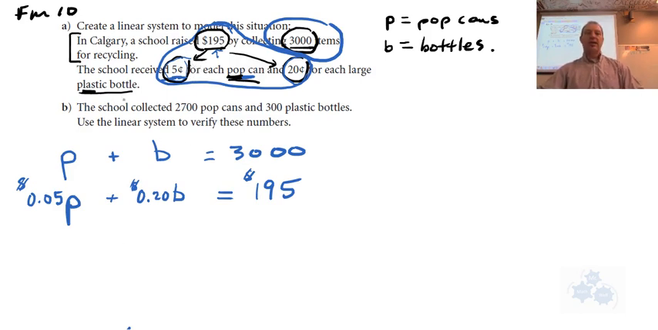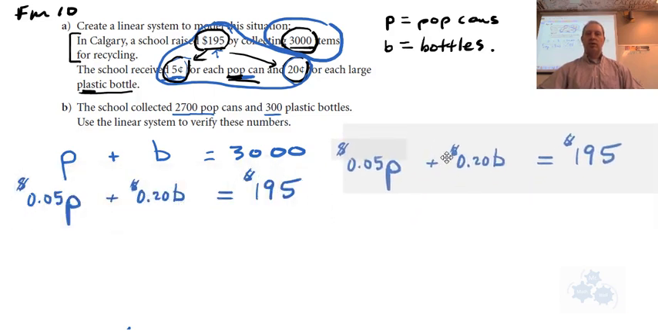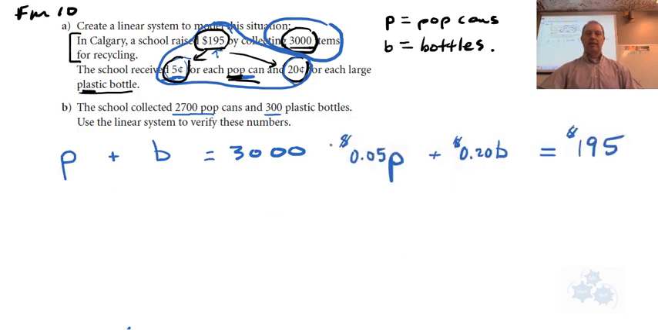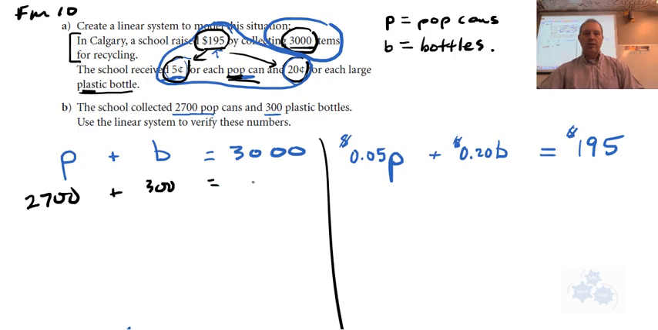The second part says, let's test. The school collected 2,700 pop cans and 300 plastic bottles. Let's see if that fits both equations. So I'm going to take this equation and move it over. Let's test that number. So 2,700 pop cans, so 2,700 goes where the P goes. The 300 goes where the B goes. Does that equal 3,000? It sure does. 2,700 plus 300 is 3,000. That one's good on that side.